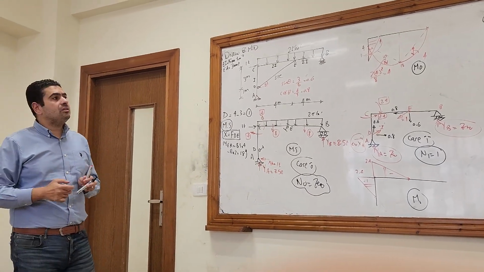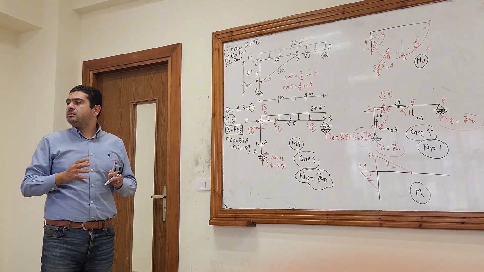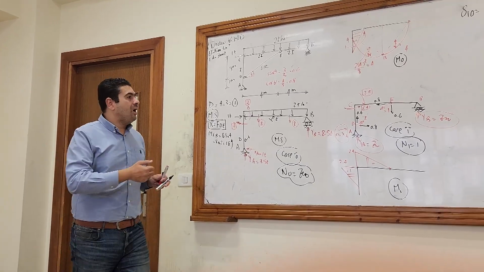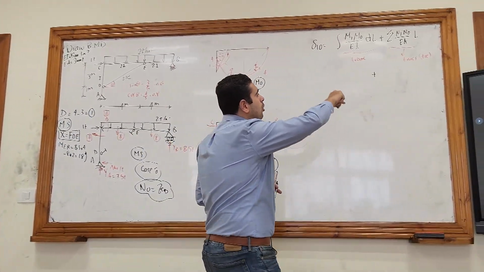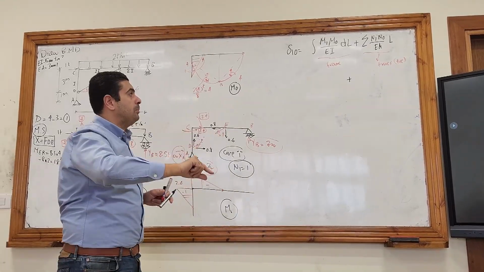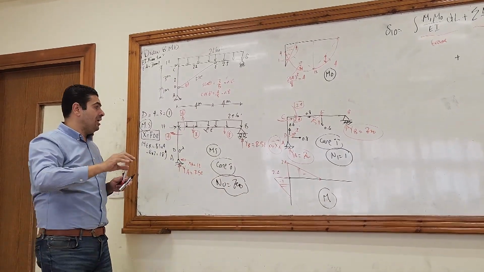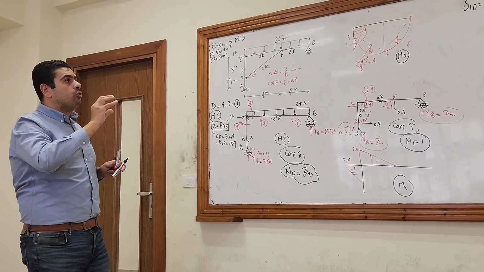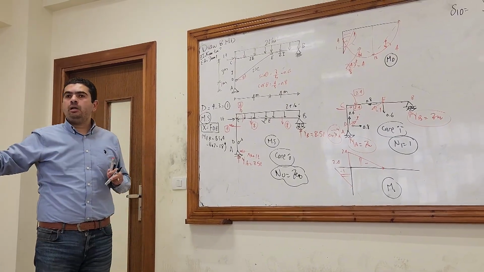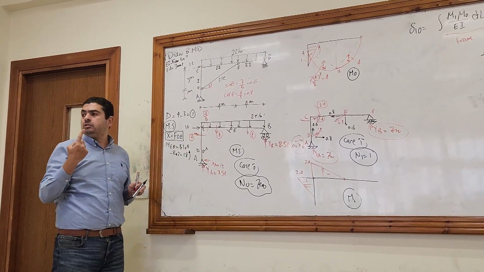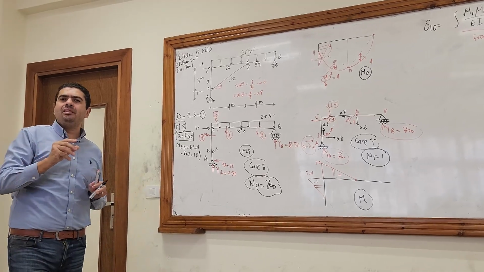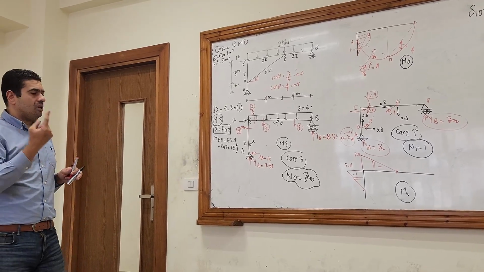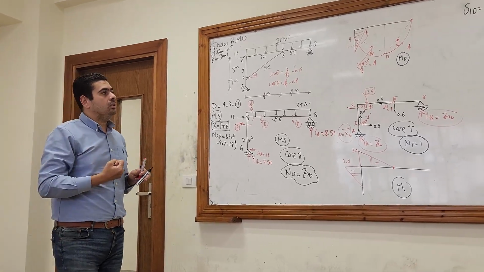What about sigma? What does sigma mean? Sigma here means if there is a lot of ties, a lot of truss members, so you have to do this N1 multiplied by N node multiplied by L. L is the length of each truss member or the length of each tie. So you have to do this for every tie. But here I have only one tie, so I will not feel the sigma, the summation, because I have only here one tie.